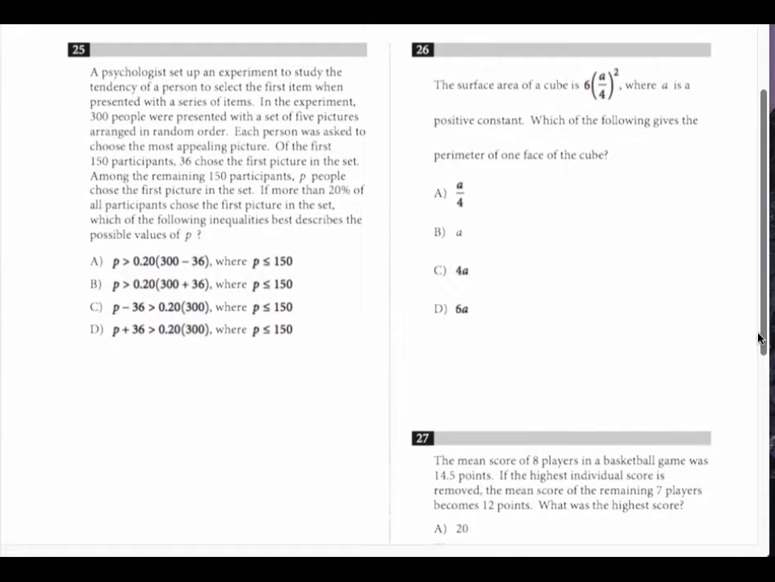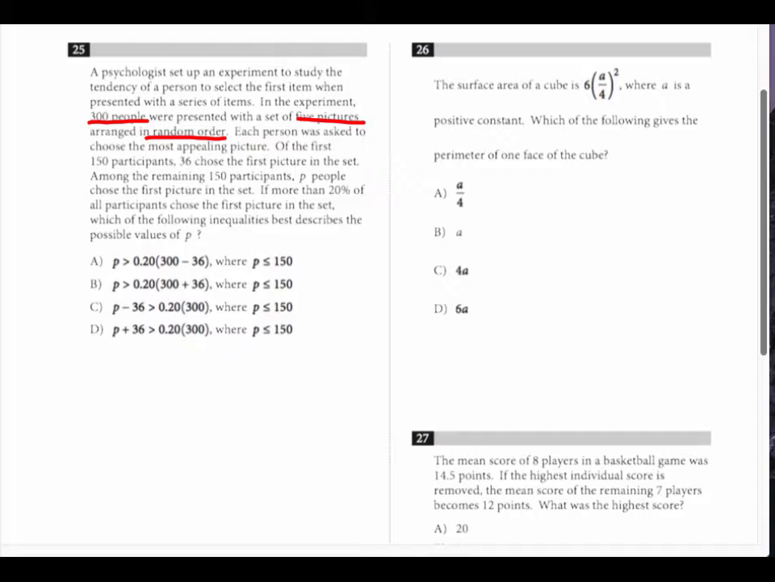All right, so for problem number 25, it says the psychologist set up an experiment to study the tendency of a person to select the first item when presented with a series of items. In the experiment, 300 people were presented with a set of 5 pictures arranged in a random order. Each person was asked to choose the most appealing picture.